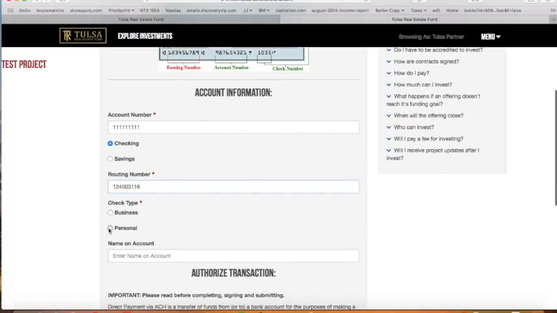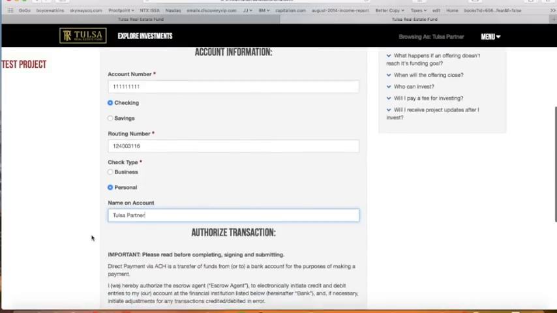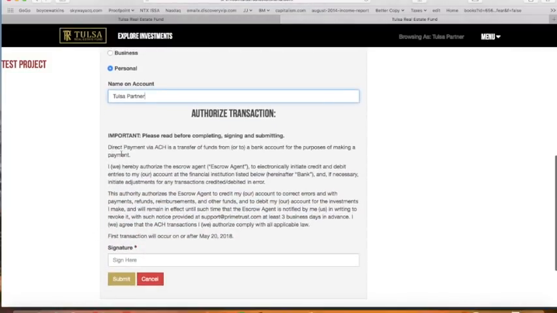Here you put the name of the account. If it's personal, you go ahead and put the name. If it's a business account, put the business account name. And then you authorize this transaction. Go ahead and review this text, and then you sign with your legal name. And then you submit.